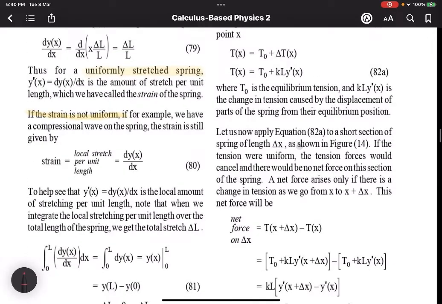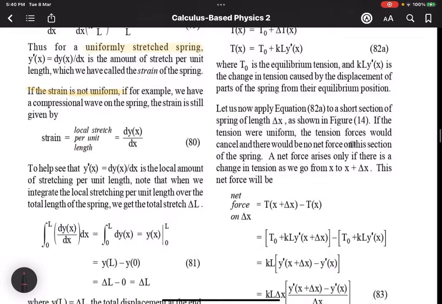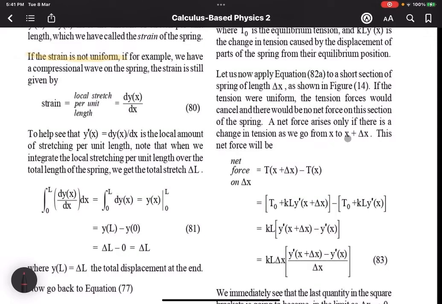So let us now apply the equation 82A to a short section of the spring of the length. Remember, ito yung hindi gumagalaw, di ba? Specific position, specific tension ng spring, no? So i-apply daw natin change in length or change in X. Okay? Applying that, lalagyan na natin ng movement. So, as X goes to X plus change in X.